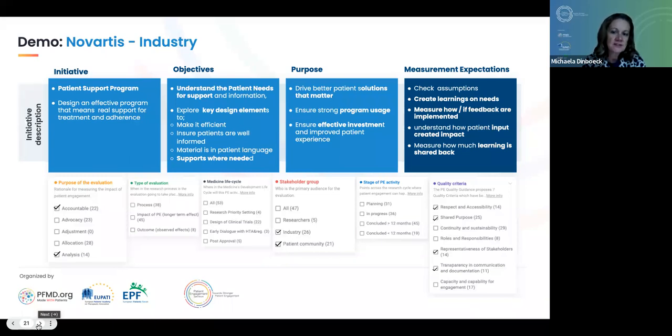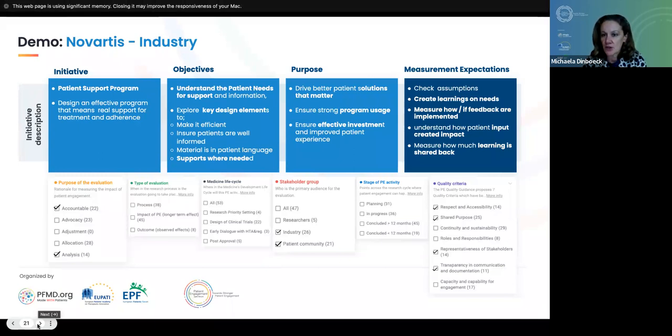So it really represents support, but it also is effective investment. So we're not investing in a program that later on may not meet the needs of patients and therefore doesn't get used, and therefore the investment is sunk costs. So my expectations from measurement is I would like to really create learning on the needs. I want to measure if the feedback is implemented, and then also if the implementation has an impact, and if the learning is shared back.